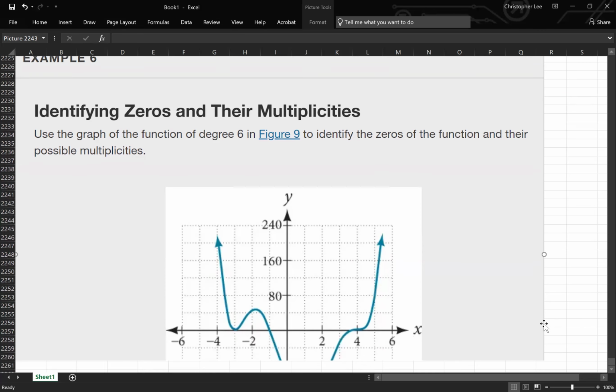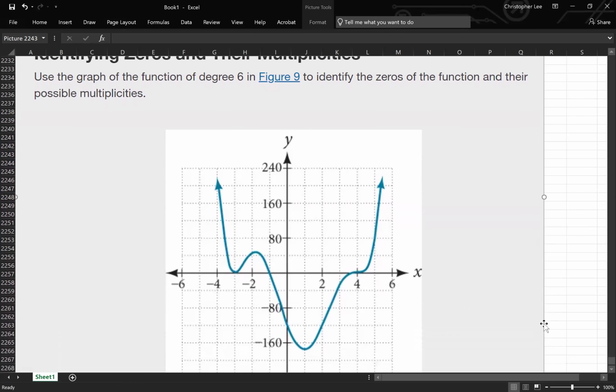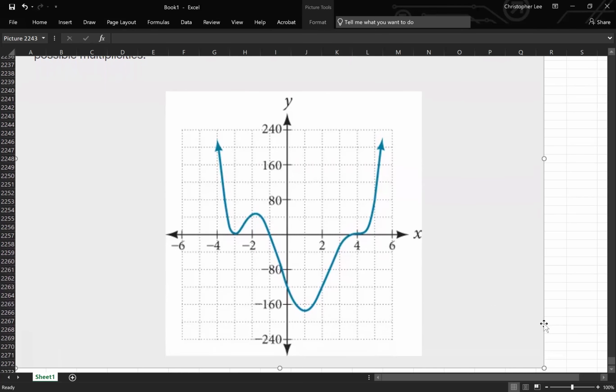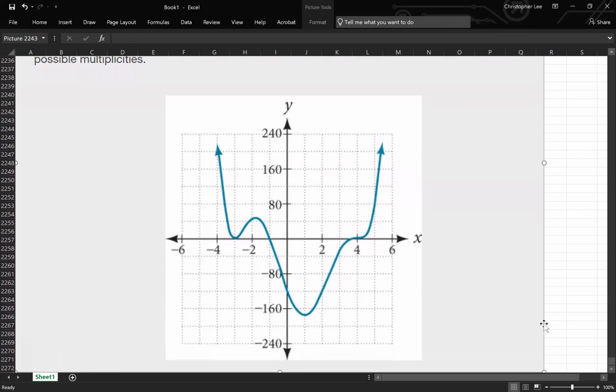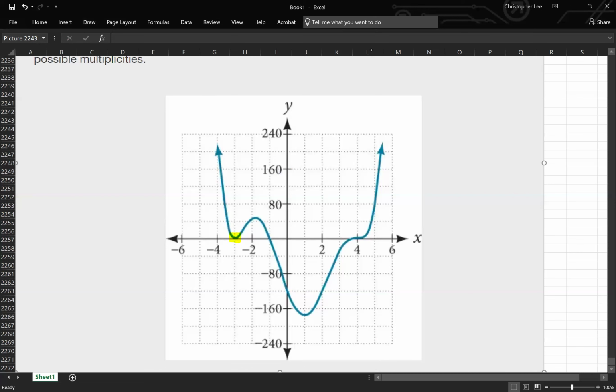All right, look at this. Identifying zeros and their multiplicities. Use the graph of the function of degree 6 and identify the zeros of the function and their possible multiplicities. So real quick, it's easy to find the zeros here. Let me get my yellow highlighter. So I've got a zero right here.